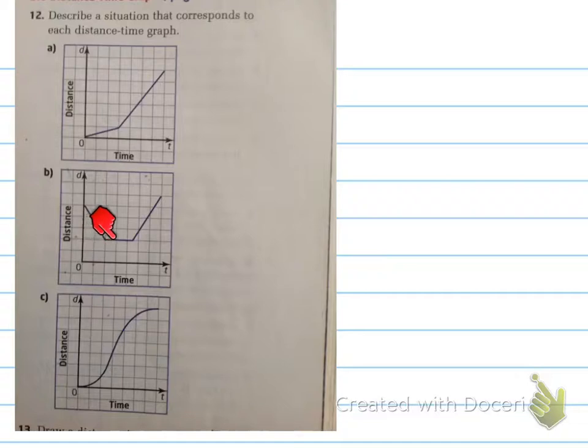You stay stationary for a certain amount of time, and then you move away from the sensor at a faster speed than before. In this case, what you're doing is you're speeding up, then all of a sudden you start to slow down. And that, folks, is how you would describe each situation. So again, this one, speeding up and then slowing down.